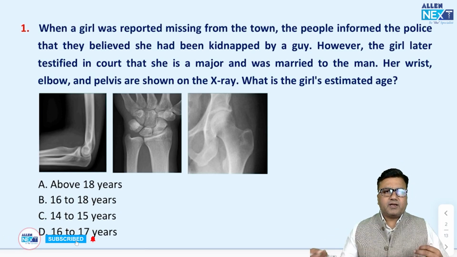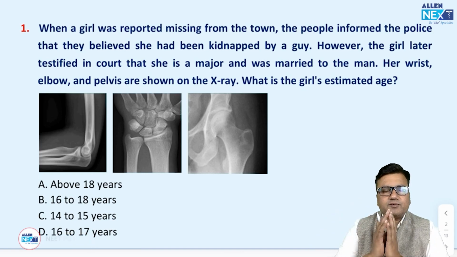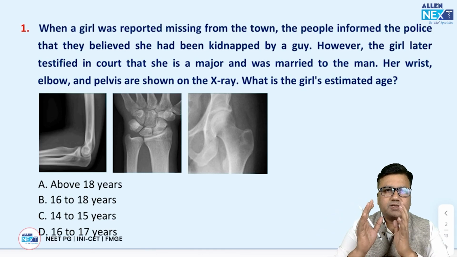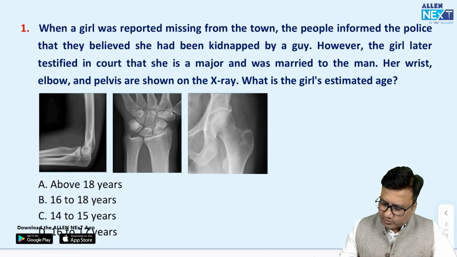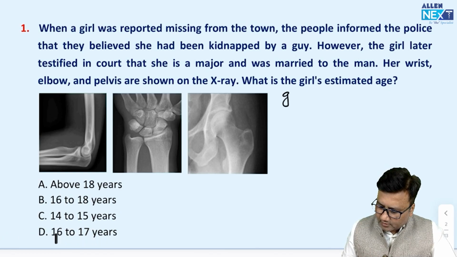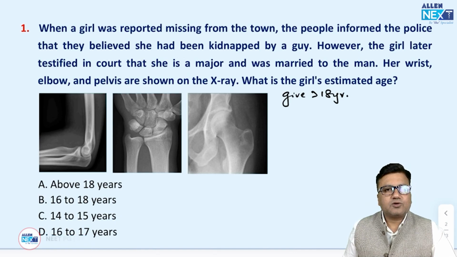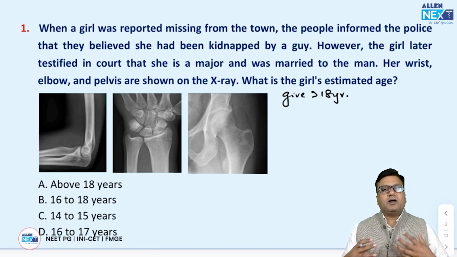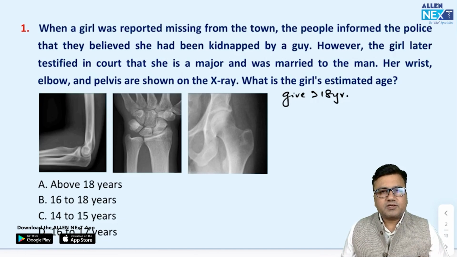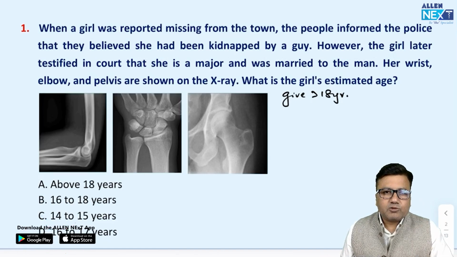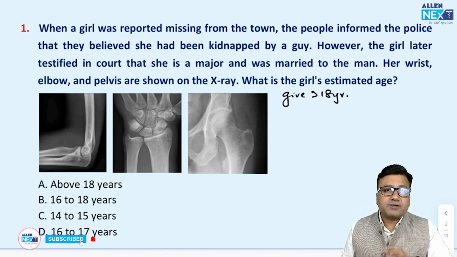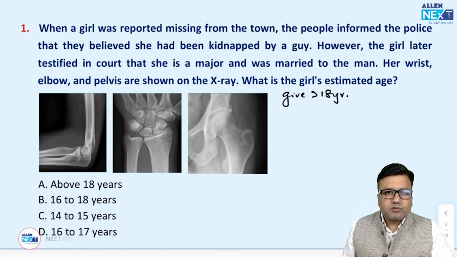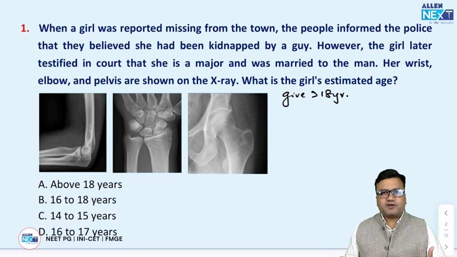Okay, so the question is very clear in front of us. There are three x-rays which have been shown in the picture. The question is whether the female is major or not, which means the question asks whether the girl is greater than 18 years or not. See, this is the question in the picture, but the question actually asks us what the estimated age of the girl could be according to the x-rays. So let's have a look at the three x-rays which have been shown to us.